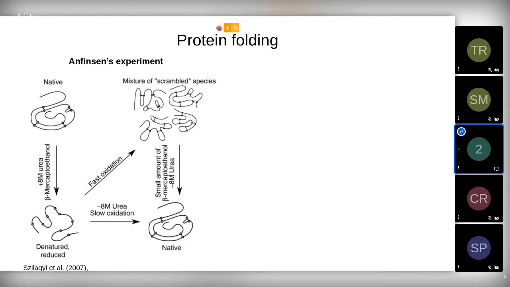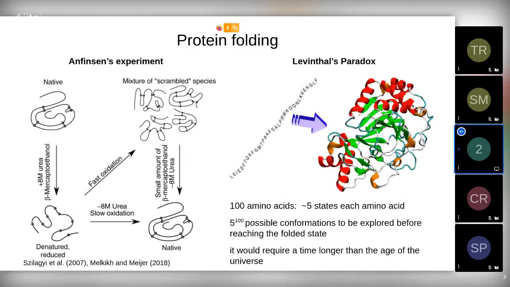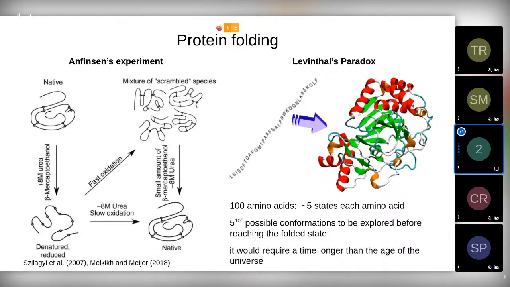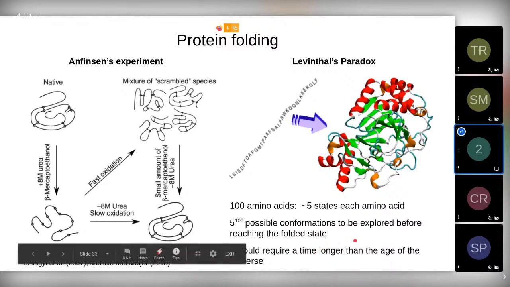This leads to a dilemma called Levinthal's paradox, which was proposed in the late 1960s, and which can be explained with this example. Say I have a protein with 100 amino acids, and there are approximately 5 states for each amino acid, which leads to 5 to the power 100 possible configurations to be explored before we can reach the final folded state.